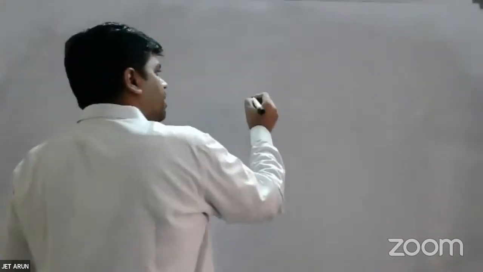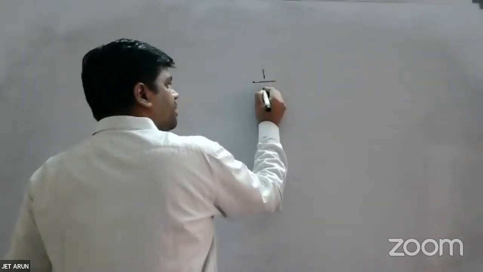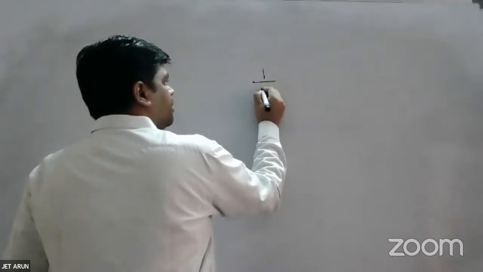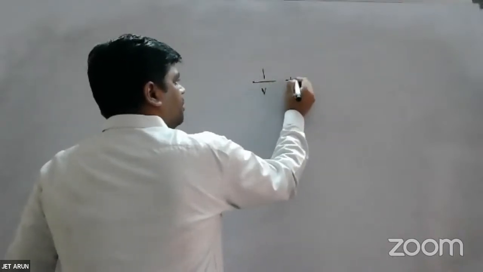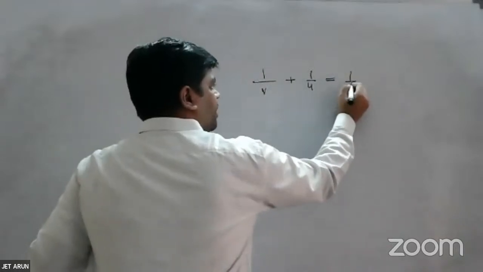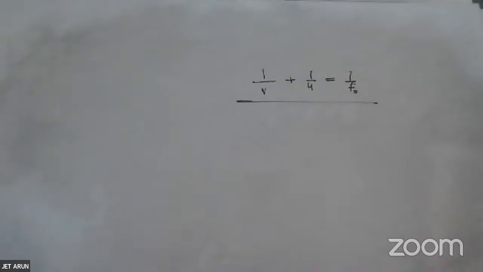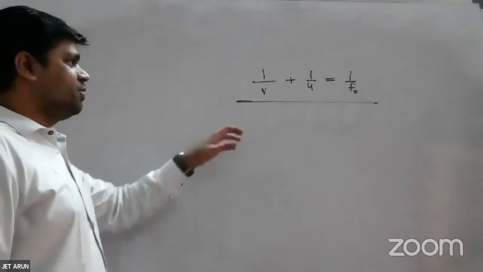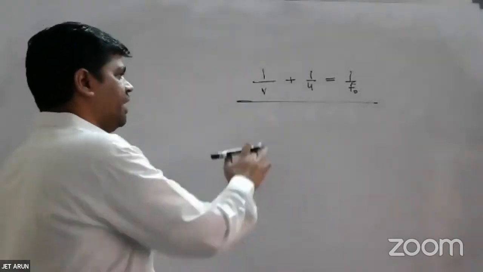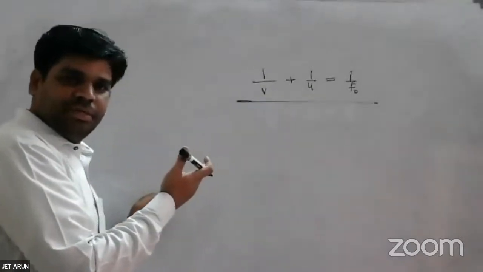Now, I write an equation. You tell me whether it is 1 by v plus 1 by u is equal to 1 by f. Is the equation in lens form or mirror form? Mirror, sir. So I want v as a function of u. So this is the mirror equation.